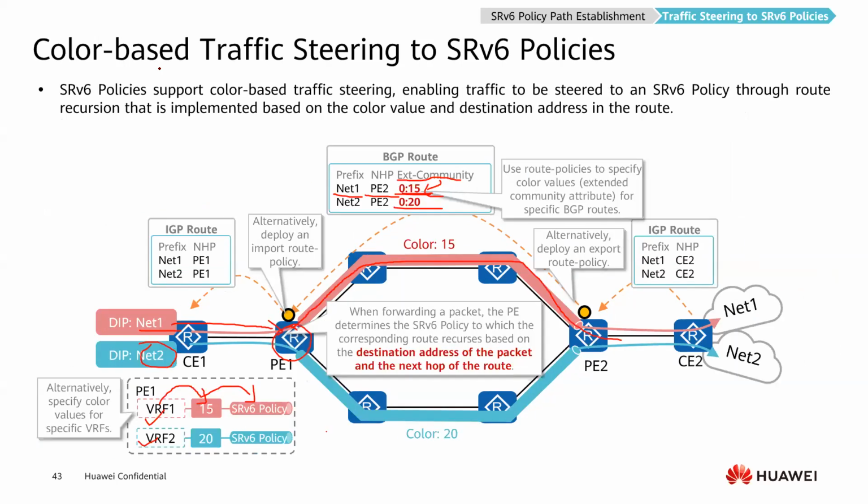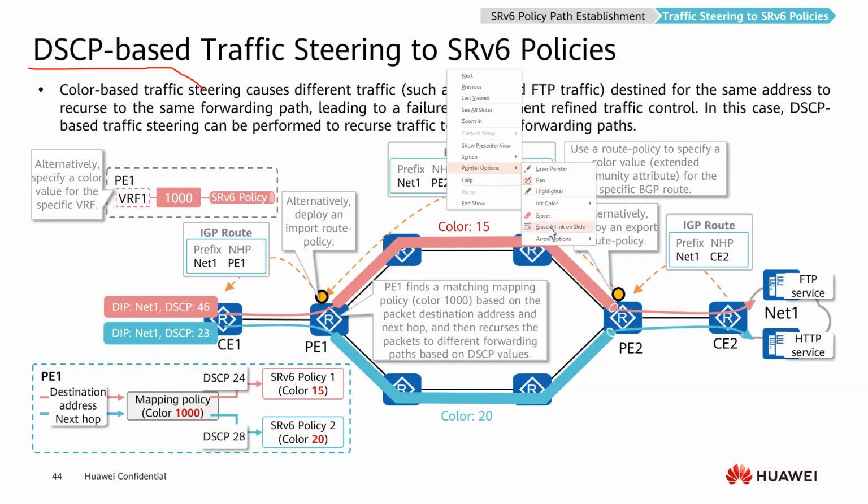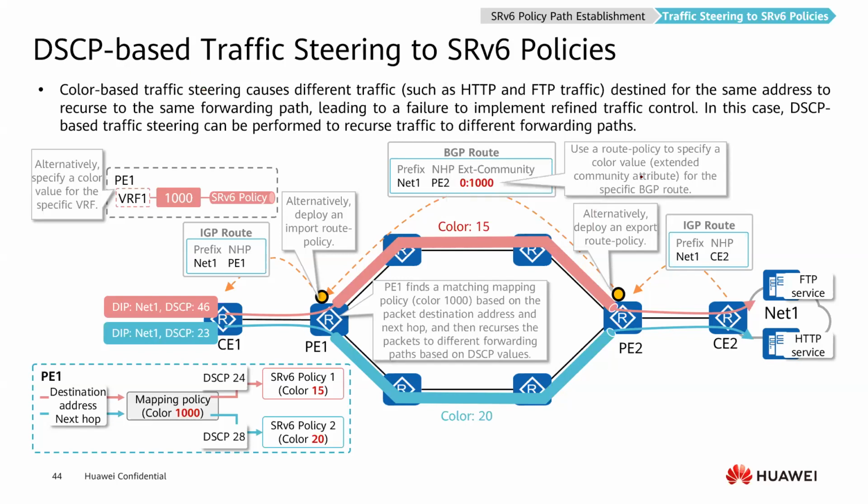And this is color-based traffic steering to the SRv6 policy. Besides that, we actually have something special called DSCP-based traffic steering to SRv6 policy. So what is DSCP-based? What is color-based?